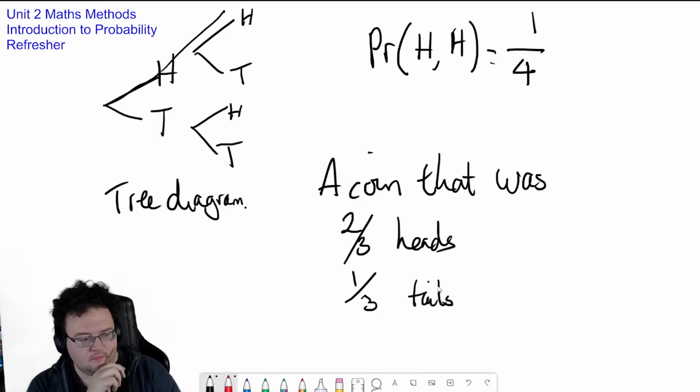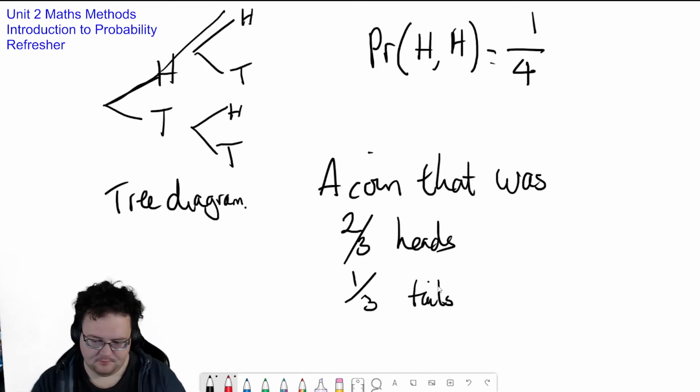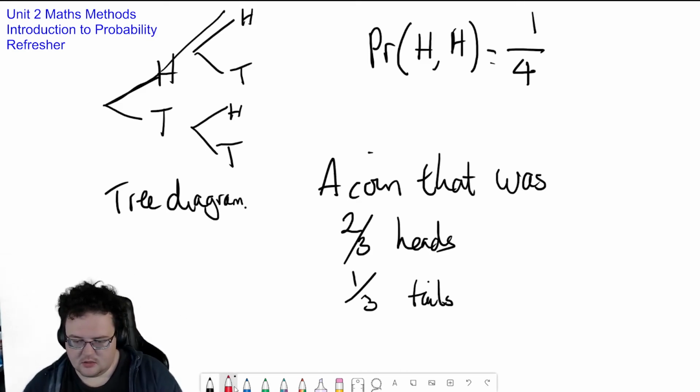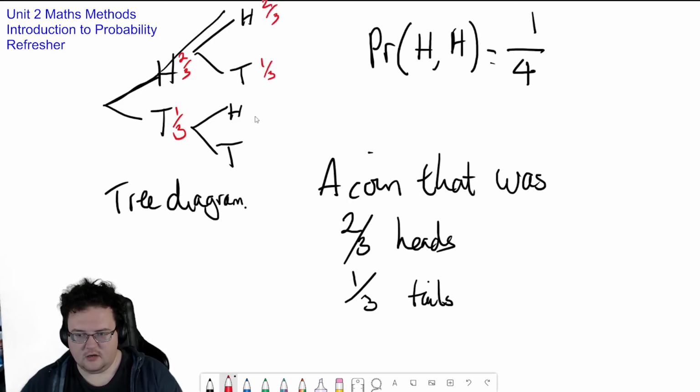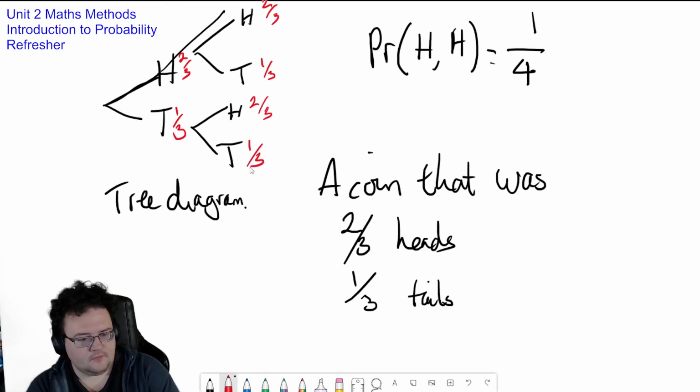My tree diagram still works because those are the only possible outcomes. But the tree diagram that I've got up there currently assumes the coin is fair. So what I need to do is go in and take my probabilities and put them into my tree.